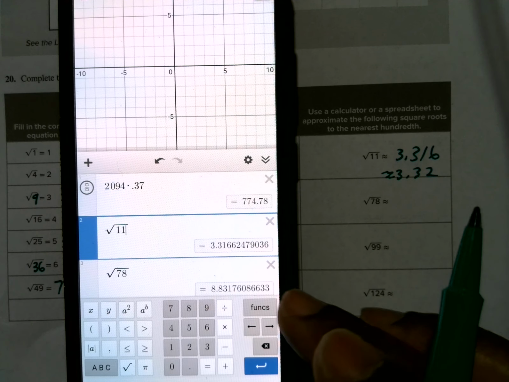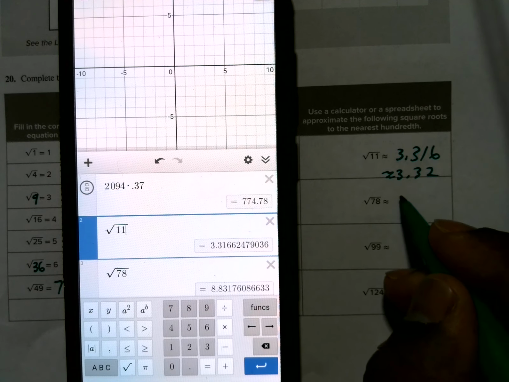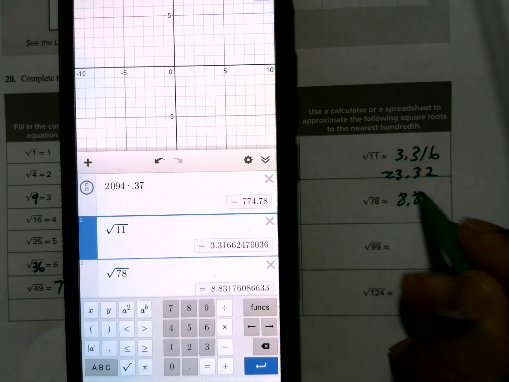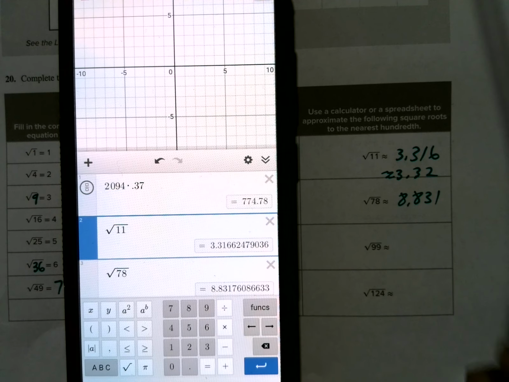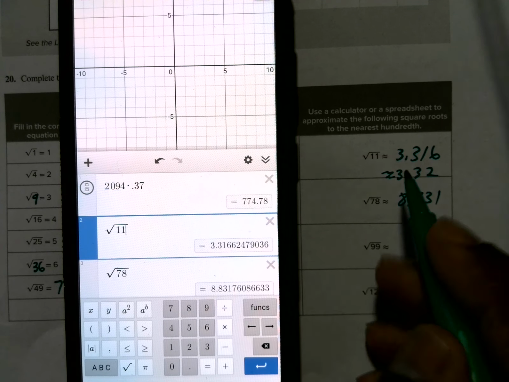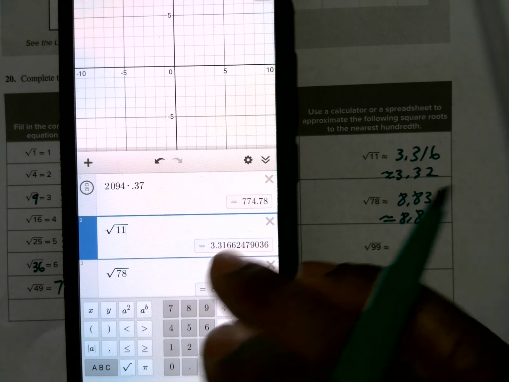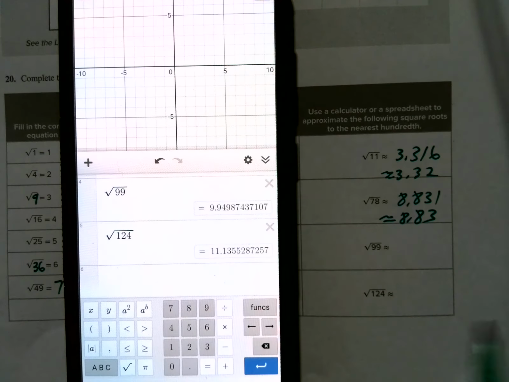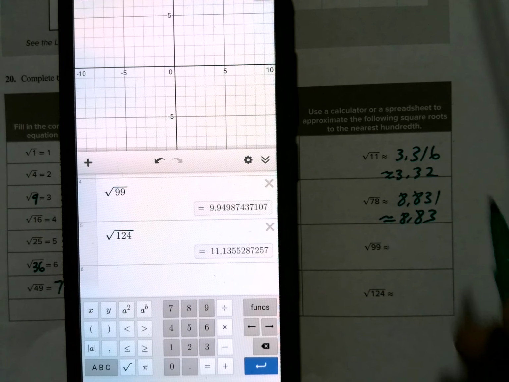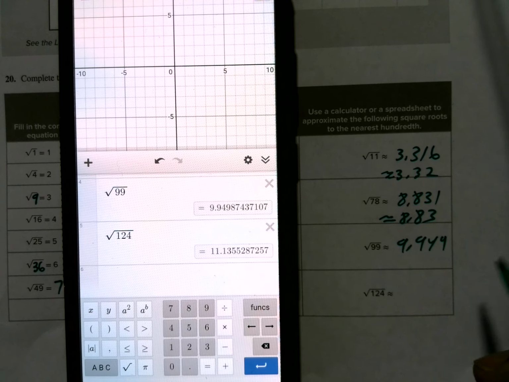Now we go here to the square root of 78. Again, we'll go to 3 decimal places. It'll be 8.831. We notice that this third place is less than 5, so it'll just be approximately 8.83. Now the square root of 99, we notice here is 9.9, so it'll be approximately 9.949.